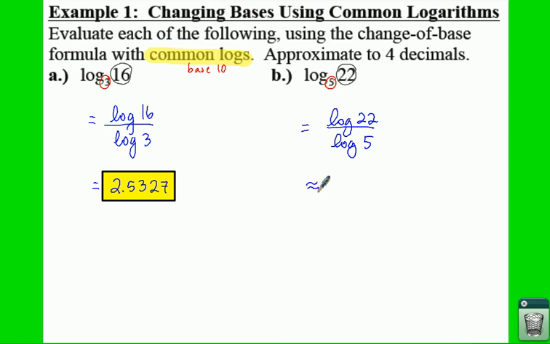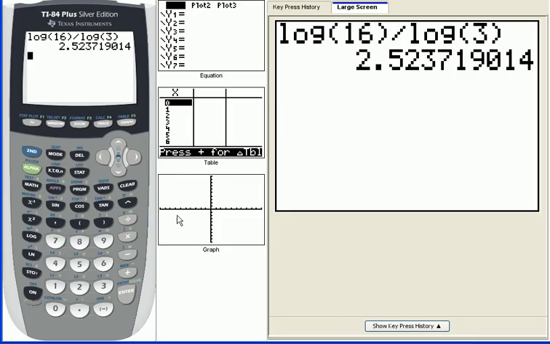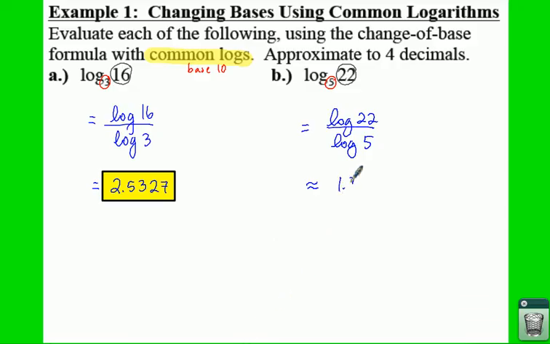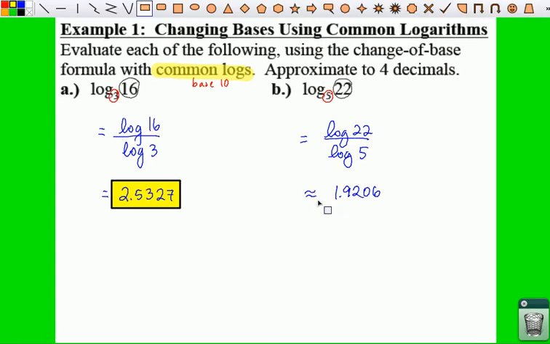So if we approximate this by putting it in our calculator, we get the log of 22. Make sure you close it off with a parenthesis, divided by the log of 5. For the last one, you don't have to put a parenthesis around it because you're not putting anything after the 5. So you get 1.9206. Make sure you round correctly. 1.9206. And that is how you use a change of base formula with common logs.